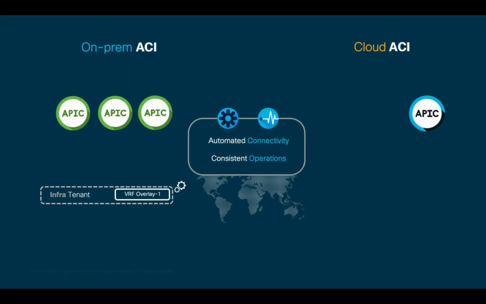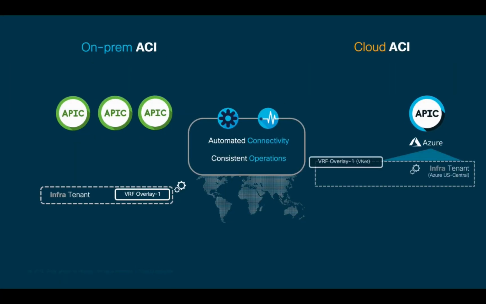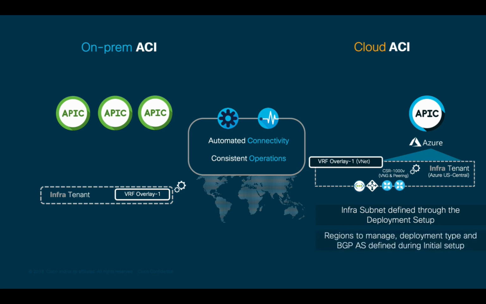The same will happen in Azure, automatically creating the Overlay 1 VRF as a VNet in this case, running in the Infra resource group, and deploying Azure Network Load Balancers or NLBs and CSR 1000Vs for VNet peering, or just deploying CSR 1000Vs serving as hubs if a hub-and-spoke topology with VNGs is preferred.